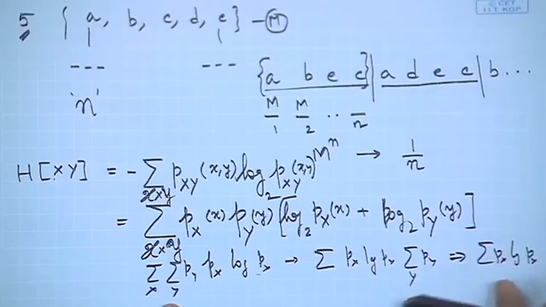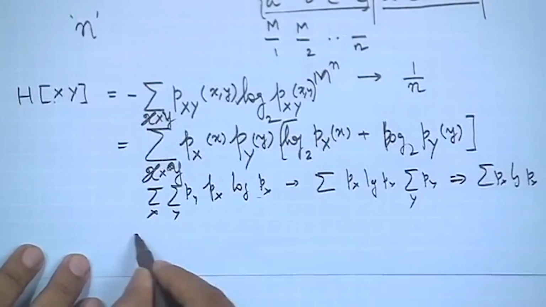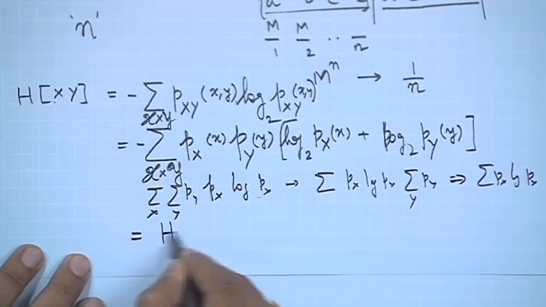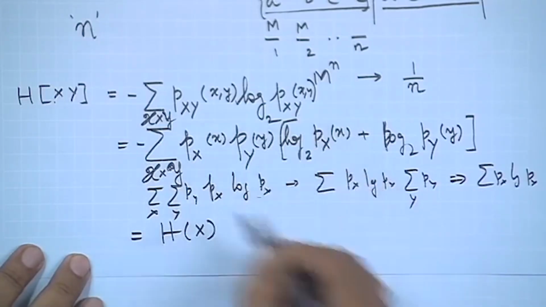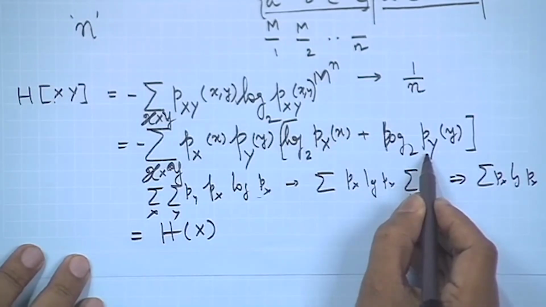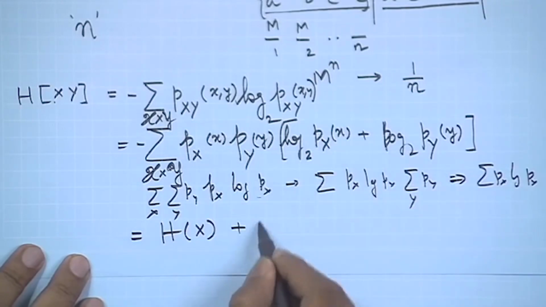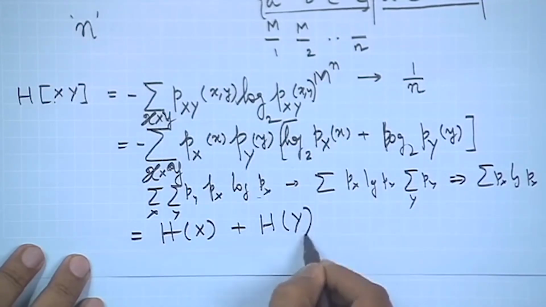So, we use that, and what we have is, of course, there is this minus sign, H of X. Similarly, when we apply this to the other term, the summation over x becomes 1 and we are left with the y terms. So, we get H of Y.